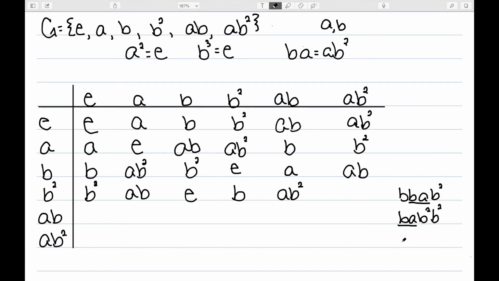This BA will once again turn to AB squared. B to the fourth is the same thing as B, so now I have AB cubed, which is just A. AB times the identity is just AB.